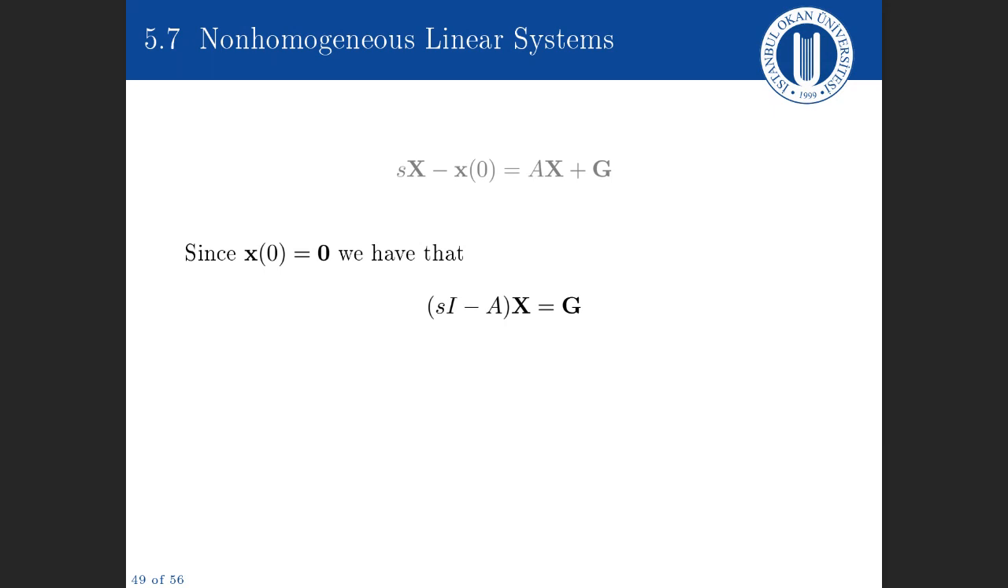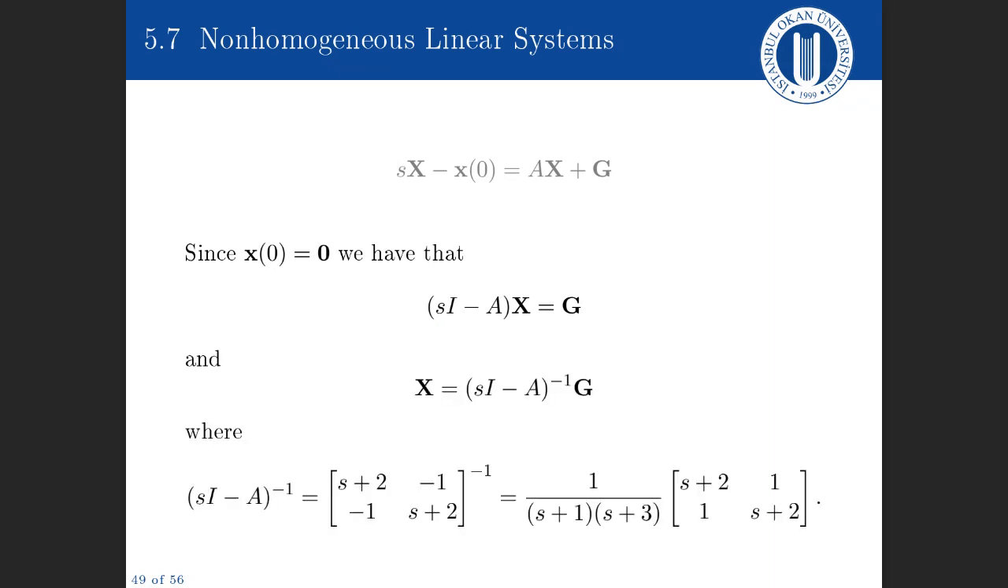So what do we have? We have (sI minus capital A) capital X is equal to capital G. So that means capital X is (sI minus A) inverse capital G. sI minus A was [[s plus 2, minus 1], [minus 1, s plus 2]], because A is [[minus 2, 1], [1, minus 2]].